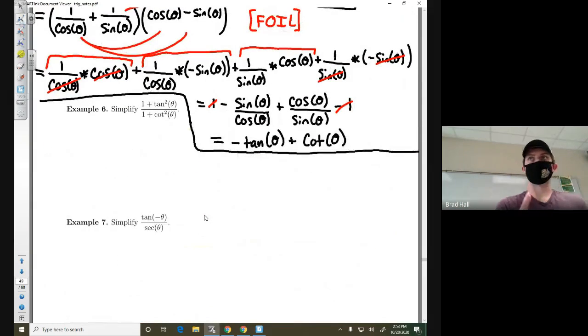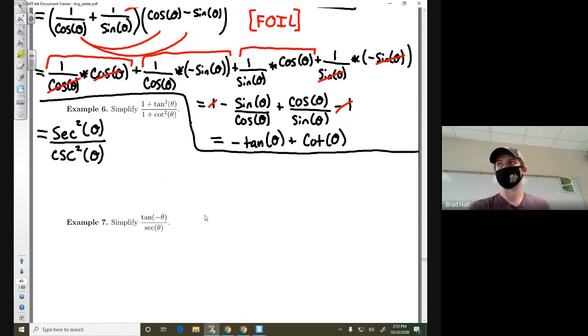So instead of converting to sines and cosines first, I'm going to utilize those formulas I saw, where the numerator is secant squared of theta, and the denominator was cosecant squared of theta. And then now I'm going to think about sines and cosines. Because trust me, this is much easier to solve for than 1 plus tangent squared and 1 plus cotangent squared.